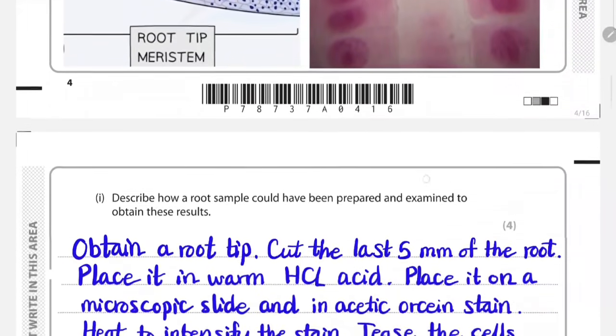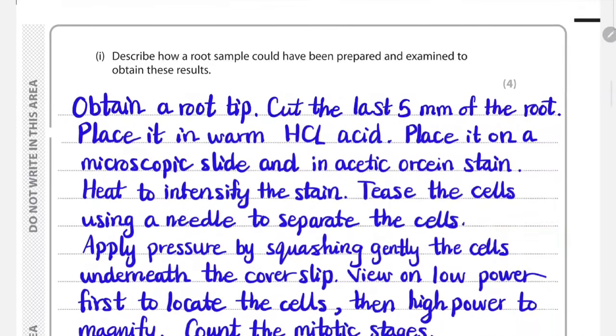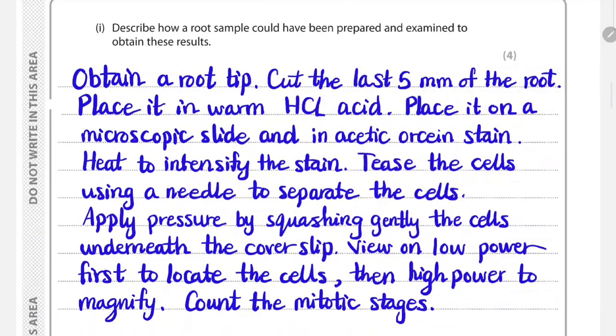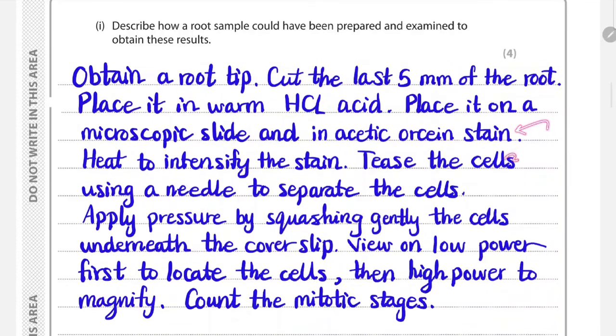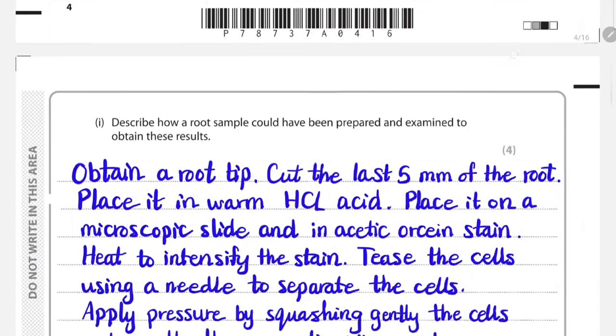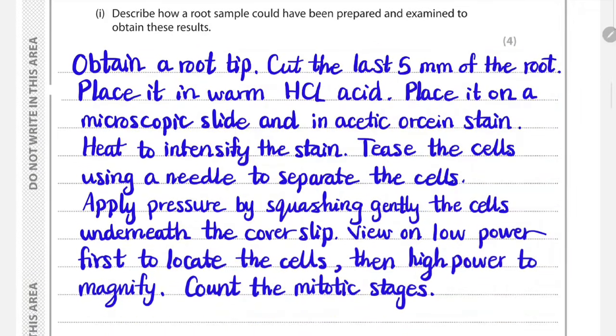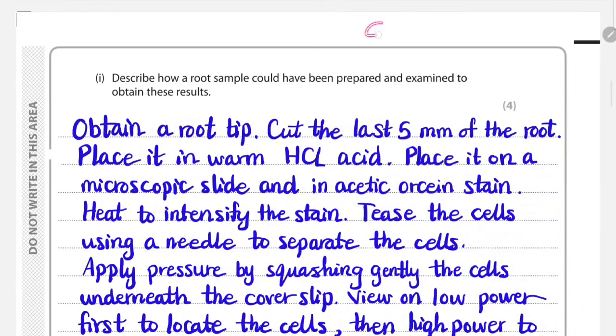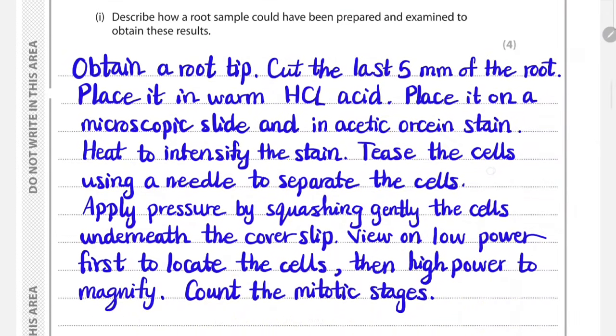If we didn't have a stain, we couldn't see the cells clearly, or we couldn't identify the cells without a stain anyway, so we have to use this stain. Heat to intensify the stain. Tease the cells apart using a needle. Teasing the cells occurs where we get a needle and insert it in between the microscope slide and the cover slip in order to separate the cells and see them clearer. Apply pressure by squashing gently the cells underneath the cover slip. We could apply pressure using our finger by applying pressure here on top of the cover slip.